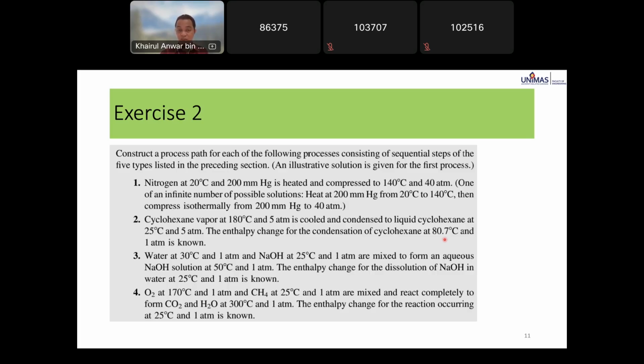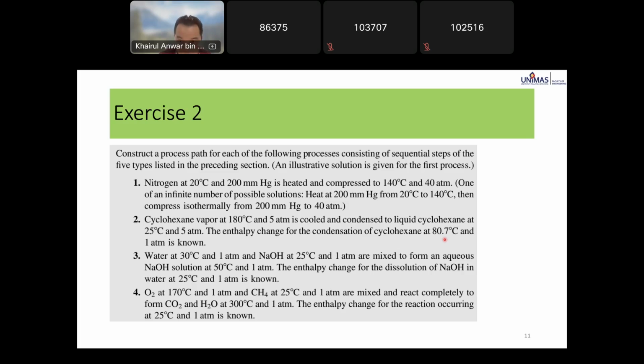So delta H2 is to change the phase from vapor to liquid. From vapor to liquid, that one happens at 80.7 degrees C. Still not the targeted liquid cyclohexane. So at 80.7 degrees C, the phase change is referred to as delta H2 now, giving cyclohexane liquid at 80.7 degrees C.